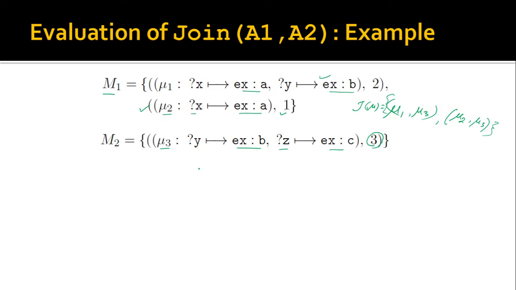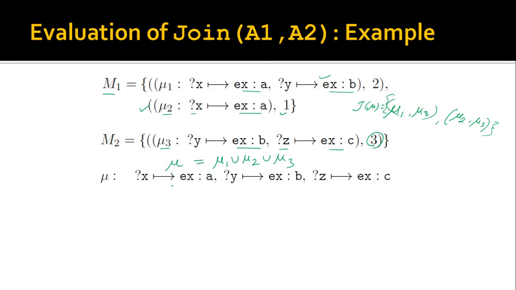Now what we have got are three solutions: mu1, mu2, and mu3. And what would be your mu? Mu will be basically mu1 union mu2 union mu3, right? So basically it will be x to a. You are instantiating x with a, instantiating b with b to y, and c to z. So this is your mu.